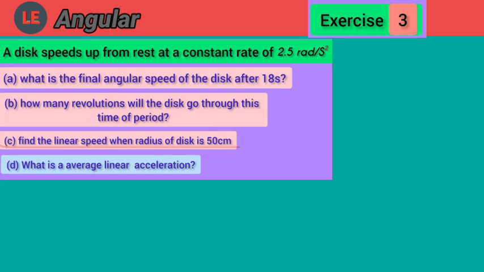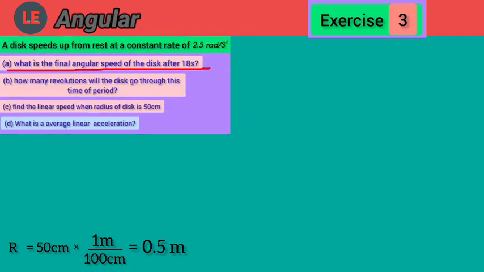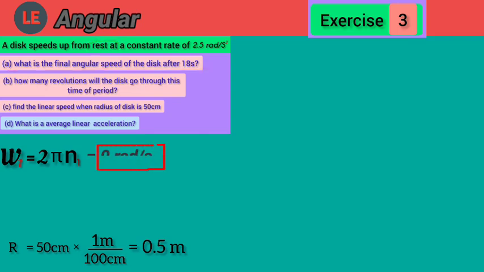Remember to convert that radius to meters, so this 50 centimeters will be 0.5 meters. First things first, for the first question: the statement indicates that the disk speeds up from rest, which tells us about the initial angular velocity. Rest means that the initial angular velocity is 0.